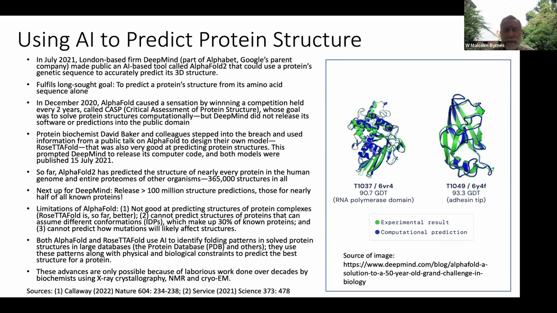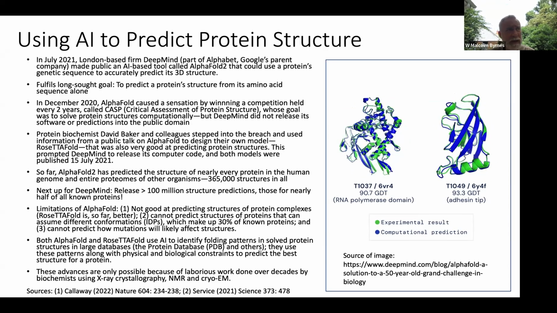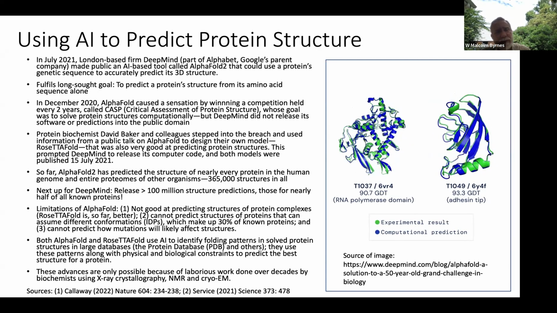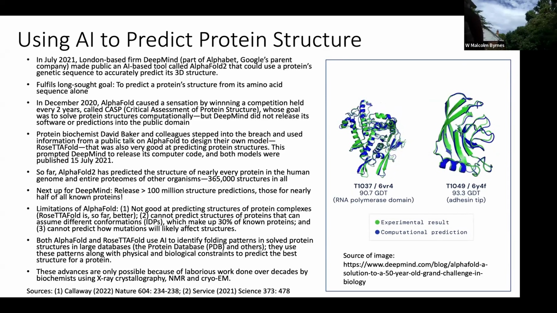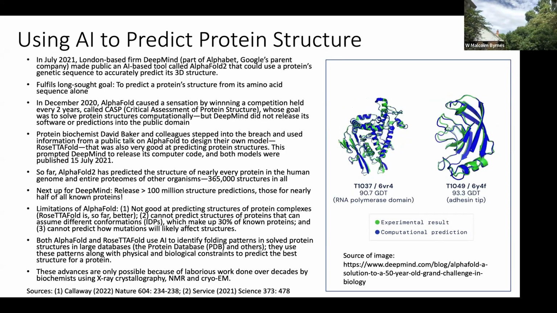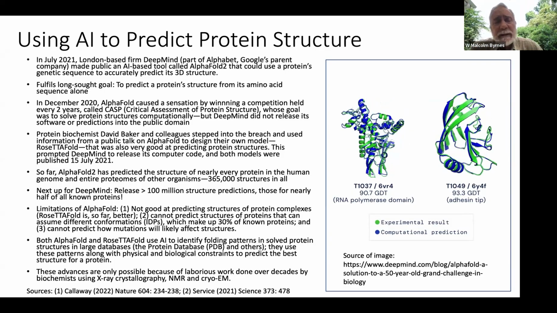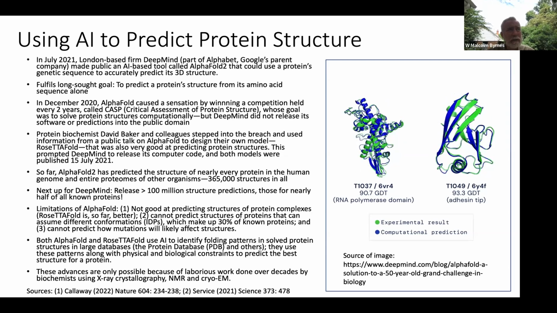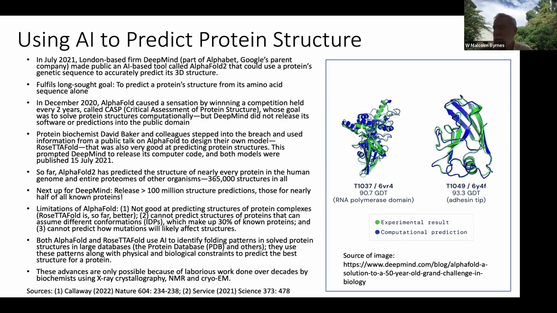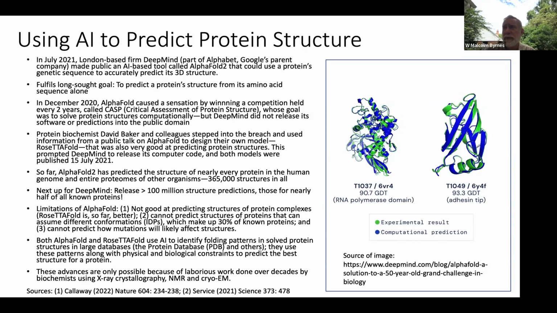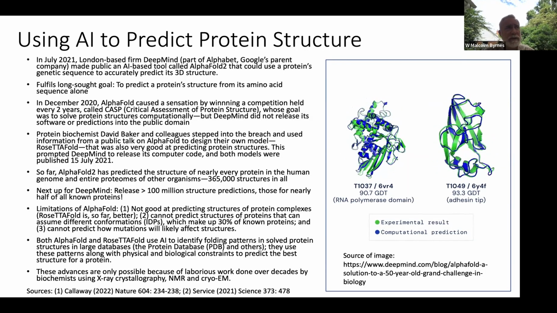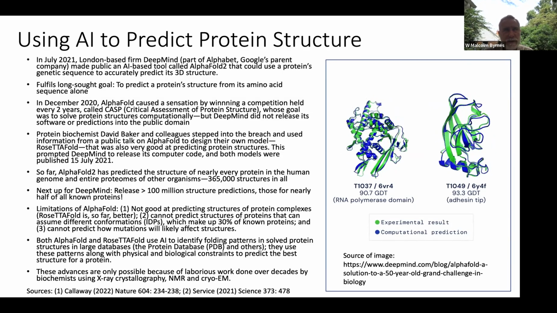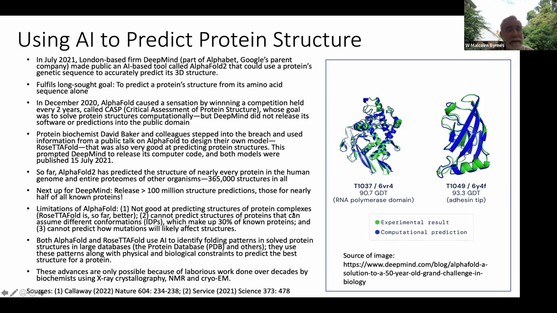AlphaFold can't predict structures of proteins that can assume different conformations, for example, intrinsically disordered proteins, which make up 30% of known proteins. And then finally, AlphaFold cannot predict how mutations will affect structures. So it can't come up with a new structure of a protein that has a mutation. It can't figure out how a mutation will cause a change in structure, or might.